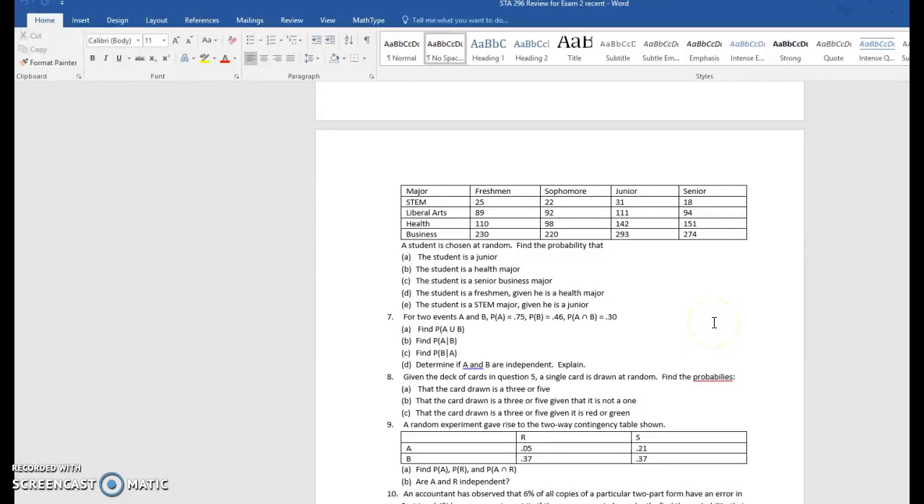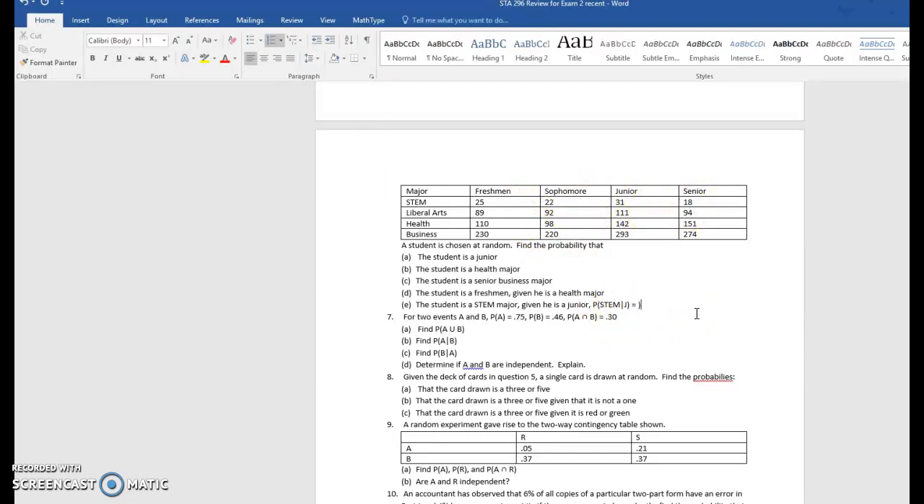Okay, so now we left off on 6D. Let's get 6E. So we want to find the probability that the student is a STEM major given that he is a junior. All right, so I'm going to use a little bit of abbreviation here. We want to find the probability, and I'll just say STEM, given we have J for junior. And I'm using the whole word STEM because we have sophomore and senior, so I don't want to use S.